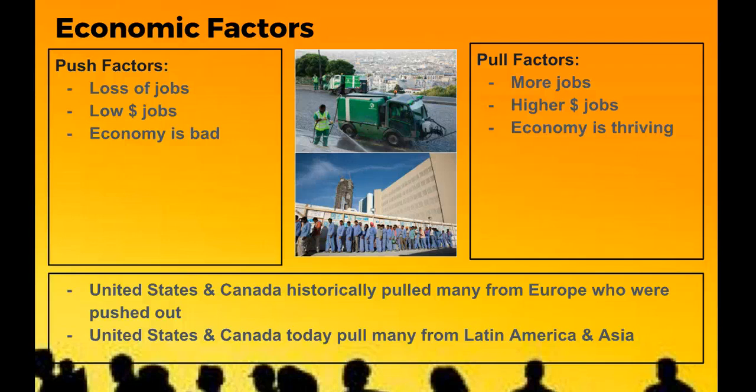So keep in mind today, we have a lot of migrants from Latin America and Asia to the United States who have migrated mainly for economic reasons. 150 years ago, most people came from Europe for economic reasons.